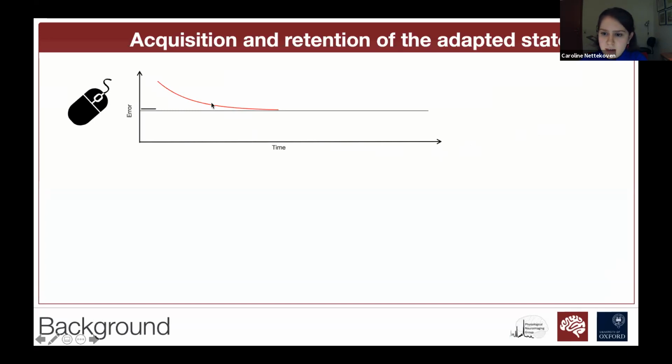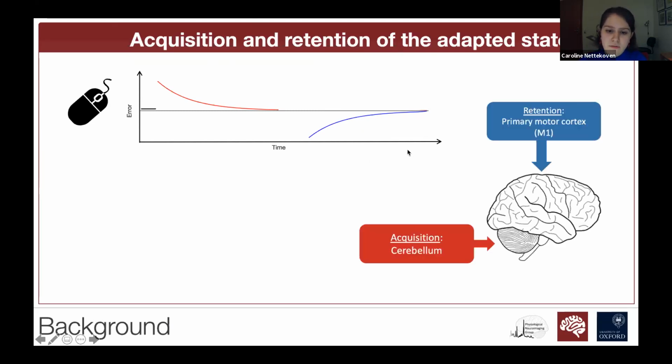But you quickly adjust your movements to those new properties of your mouse, and your performance will return to former levels. Then once you've returned to your department mouse after some delay, you'll start making movement errors again, this time in the opposite direction. And this is because you retained some of that compensatory movement. So in my talk, I'll be referring to the phase where people change their movements in response to a perturbation as the acquisition of an adapted state. And then I'll be referring to the phase where the perturbation is removed after some time and people display an after effect that is gradually reduced as the retention of the adapted state.